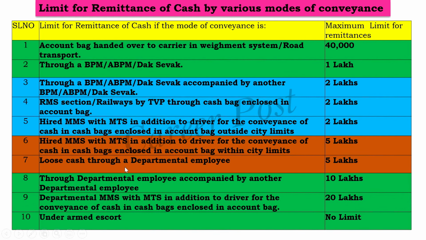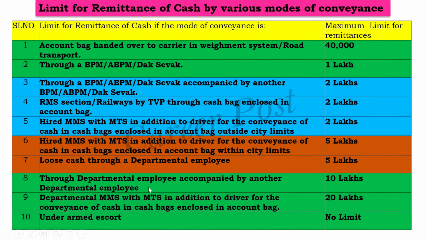Next one is the loose cash through the department employee. Here department employee means it can be MTS, postman, head postman, even the PA or treasurer, whatever it is, SPM or inspector, whoever the department employee may be, it is up to individually. If the cash is handed over to him without any bag, loose cash is given to that departmental employee, it is 5 lakhs.